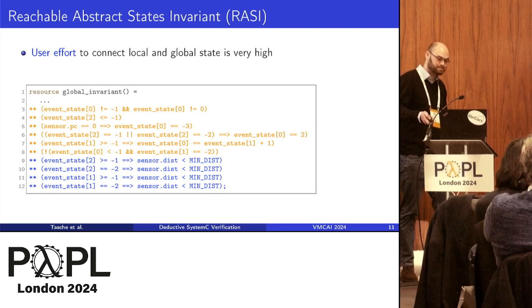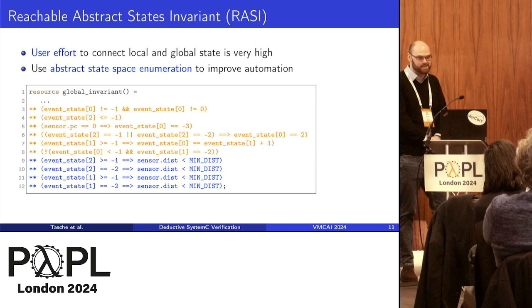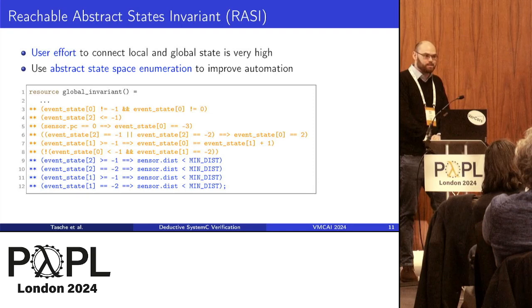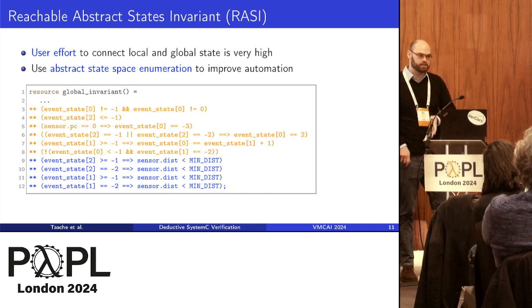The solution for high user effort, if possible, is automation. So the question is, can we automate this process? And the answer is yes, kind of. Because it turns out that many of these chaotic, esoteric invariants here, their purpose is not to encode a property, but to restrict the state space that the prover considers during verification, so that it doesn't think it's in an impossible state, and so fire a spurious verification failure.